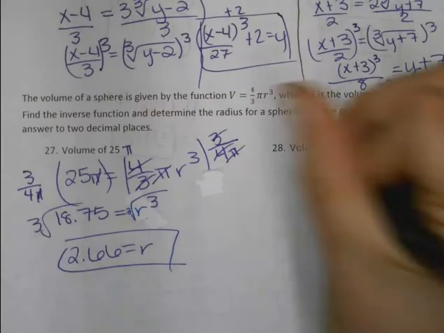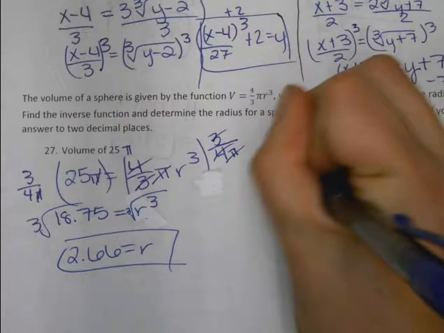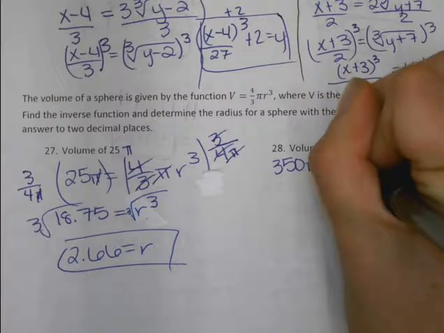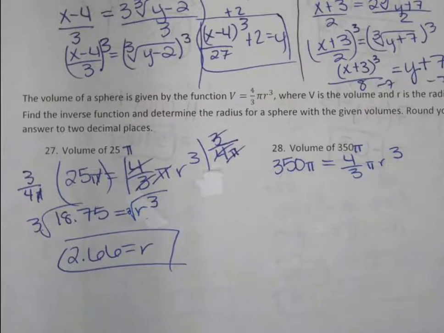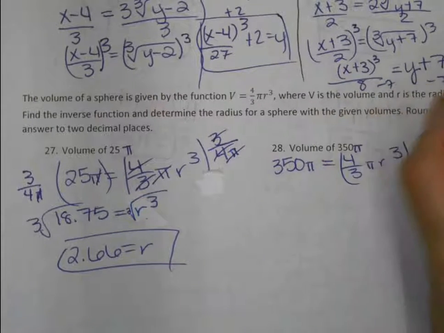Number 28, I do the same thing. It's going to be 350 pi equals 4/3 pi r cubed. So how's my first step? What's my first step to solving? Yeah, multiply by the reciprocal, so 3/4 pi.